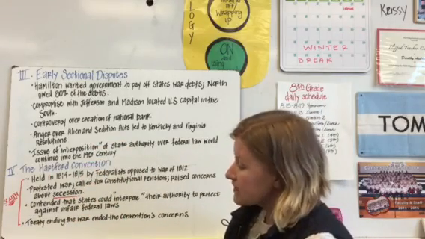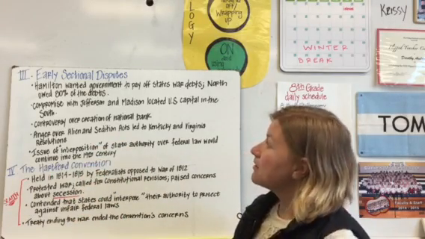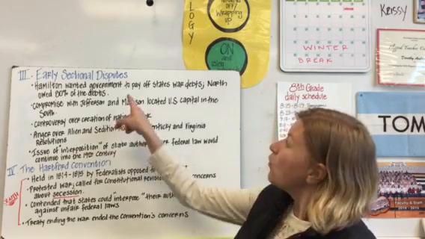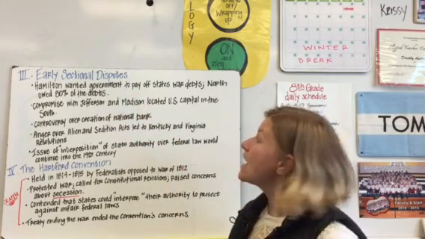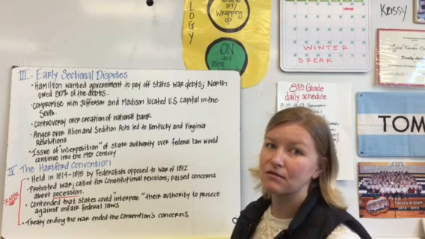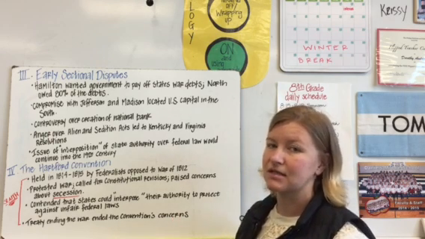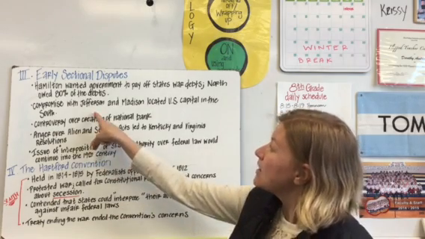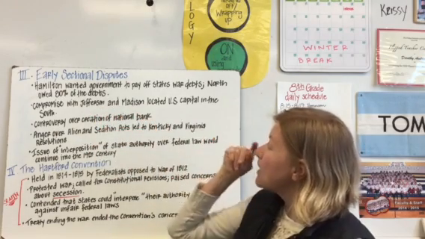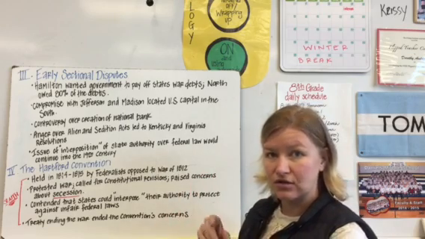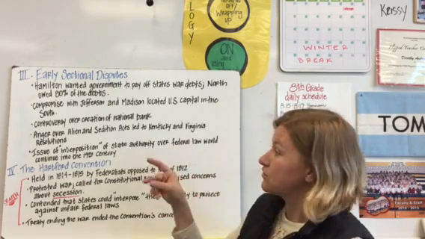So, some of the earliest sectional disputes. Hamilton, who we talked about really briefly, Alexander Hamilton, wanted the government to pay off state war debts, and the North owed 80% of those war debts. So of course the North was really hesitant to pay all of this stuff off. There was a compromise with Jefferson and Madison that located the U.S. Capitol in the South. So Washington, D.C. was considered a Southern territory.